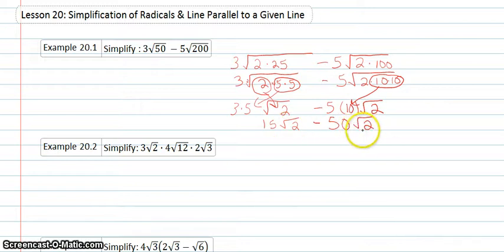And now that they both have the square root of 2, these are like terms, and we can go ahead and subtract. So 15 minus 50 is a negative 35, and the square root of 2 just stays the same. So negative 35 square roots of 2 is our answer.